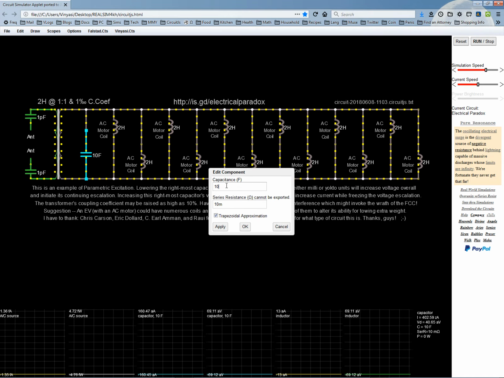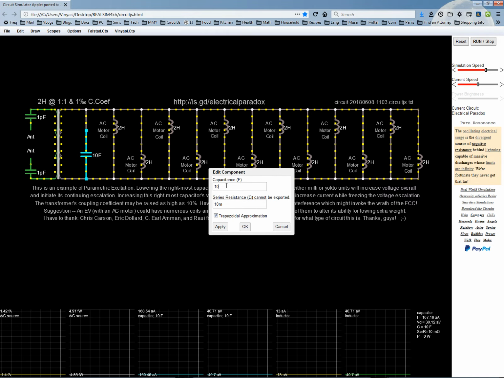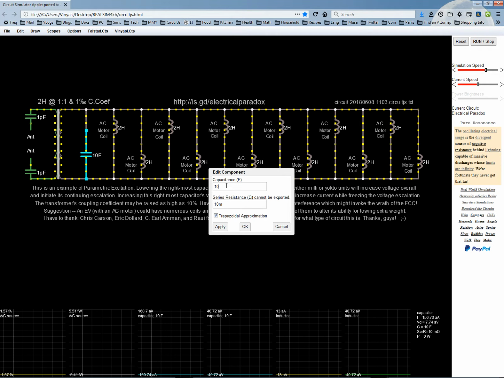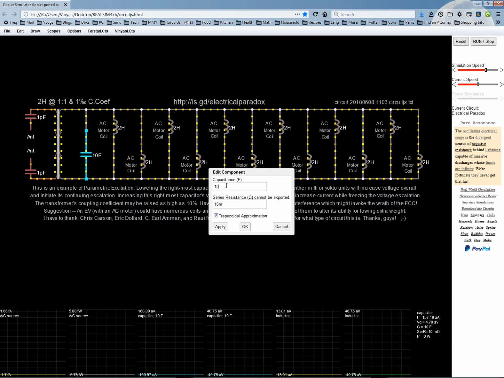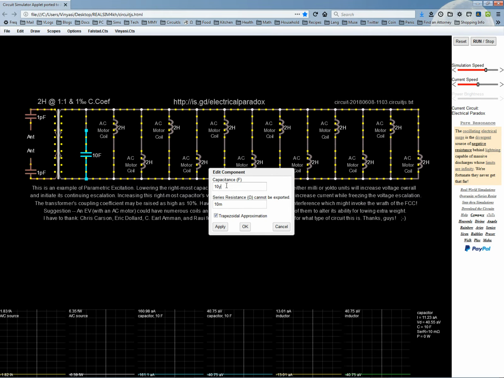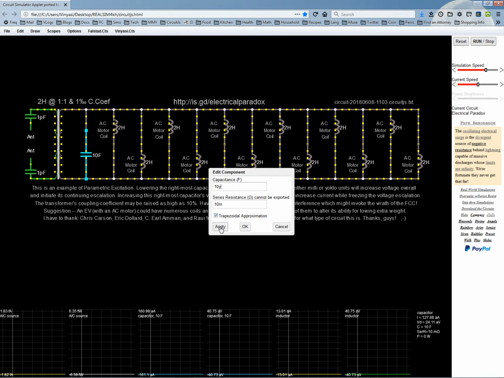Whoops. And then, oh, no wonder I have the wrong. Oh, this is the realistic simulator. This is not the equivalent series simulator. How about that? Accidentally started in a different simulator.